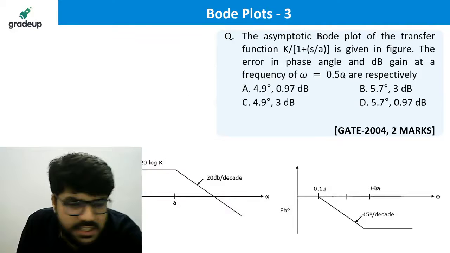All right. The asymptotic Bode plot of the transfer function K upon 1 plus s by a is given in the following figure. What is the error in the phase angle and dB gain at a frequency of 0.5a, respectively?